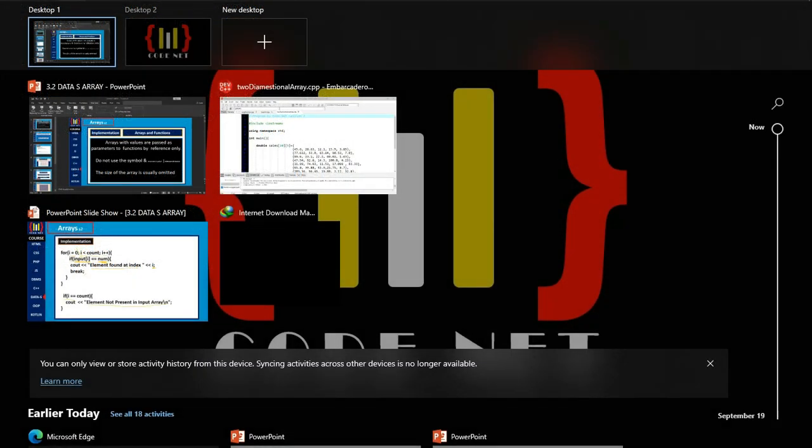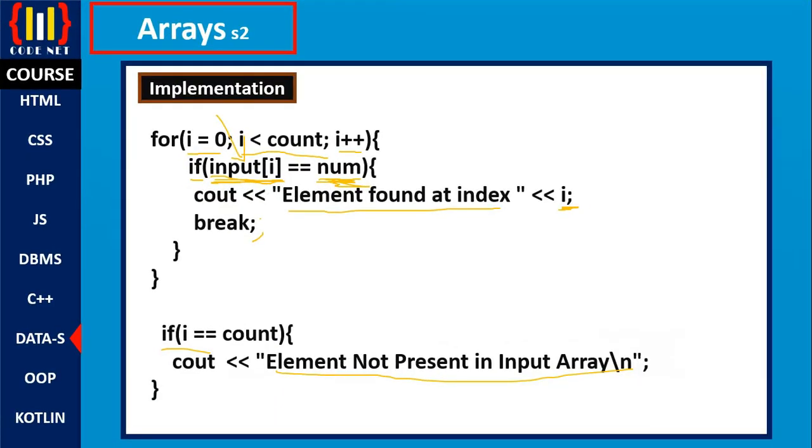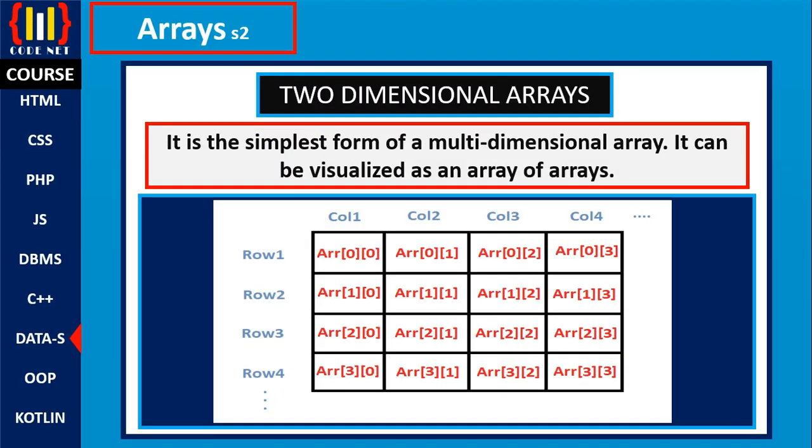Let's proceed now to the theoretical part so we clearly understand what we are doing and how we can implement anything related to that. There is another type of array, which we call a two-dimensional array. Like we said, a two-dimensional array is the simplest form of a multi-dimensional array, and it can be visualized as an array of arrays because it involves rows and columns.